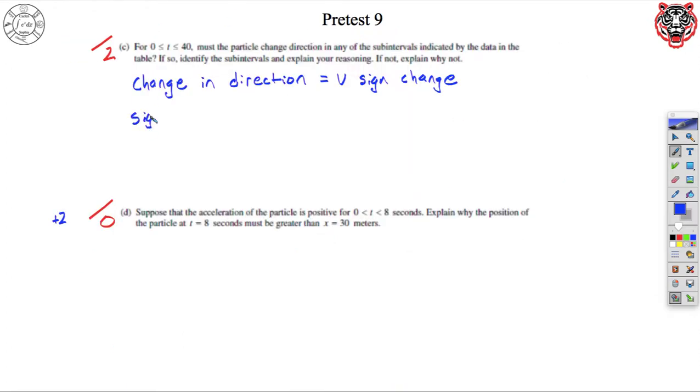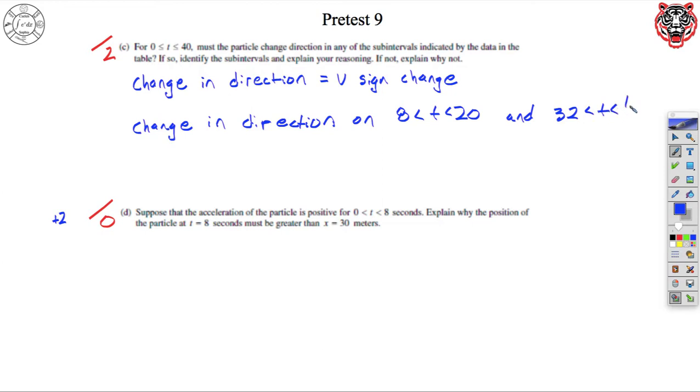So we'll basically just say change in direction somewhere on this interval. I'm going to do the official way of doing it, but I'll write the other way of doing it. So between 8 and 20, and between 32 and 40. You can write them like that, or somewhere in the interval of 8 to 20, or somewhere in the interval of 32 to 40. Either of those will be acceptable on the AP test, and in my class as well.